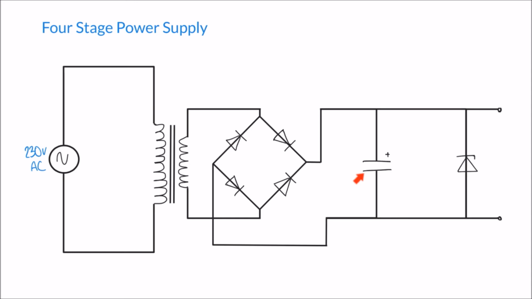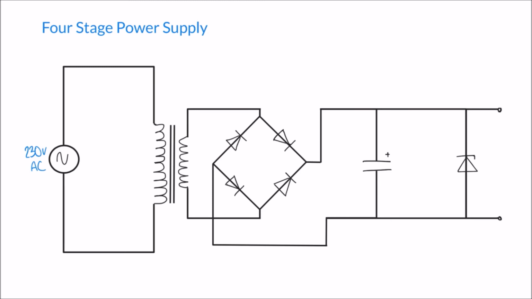Then we have a capacitor, and this capacitor's job is for smoothing. We saw the result of the full wave rectifier was still a very pulsing, bumpy sort of waveform, which wouldn't be suitable for something like a phone charger, where we want a nice consistent and smooth DC voltage. So the smoothing capacitor's job is to literally smooth that signal out to make it less bumpy, as it were.